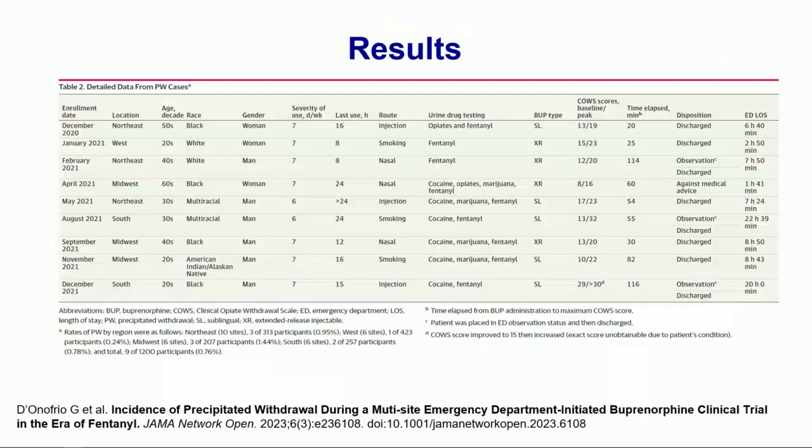So we could not, and you can look it up in this paper, we could not find really anything specifically or any phenotype around who are those individuals of the entire group. Why did they go into precipitated withdrawal? There's really many, all of them had fentanyl in their urine. Many of them had different substances in their urine, as you can see, and there was a fair variability on when their last use of any opiate was, ranging from 8 to, I think, 24. So it was a very long variability.